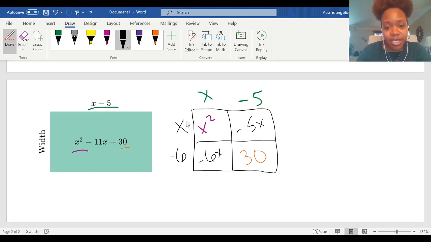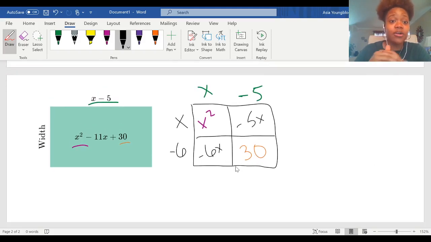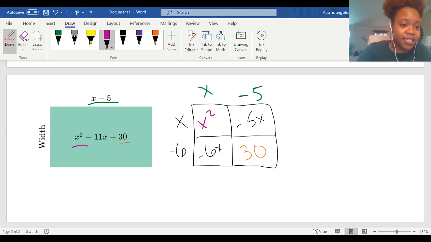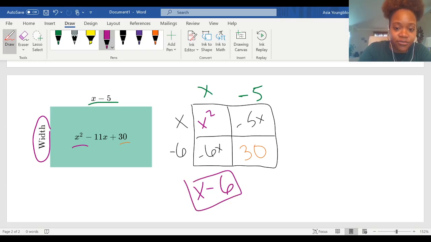So again, if you wanted to check it, x times x is x squared, negative 5 times x is negative 5x, negative 6 times x is negative 6x, and negative 6 times negative 5 is 30. So our answer, what they're asking us to find, is the width. So that's the binomial that we weren't given, which in our case is going to be x minus 6. Final answer for this next problem is x minus 6.